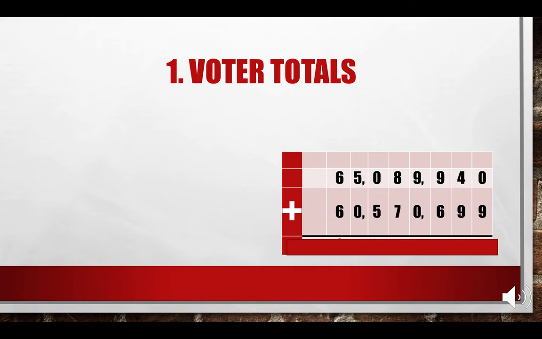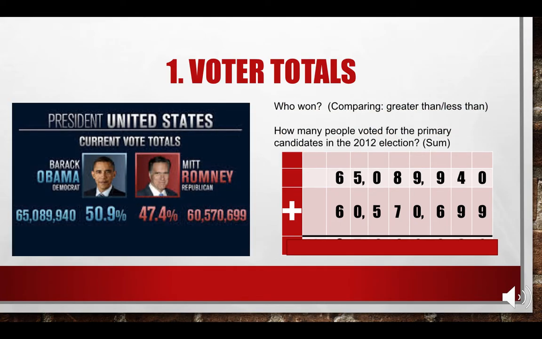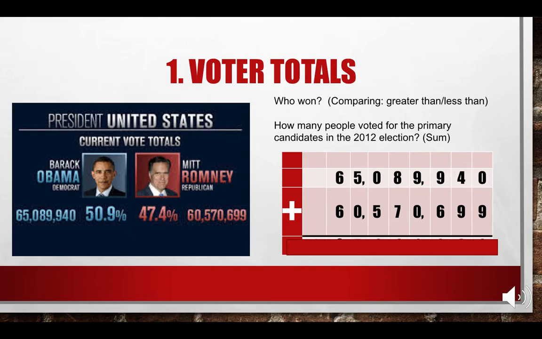Look at your worksheet, and be on the side that says number 1, voter totals. We're going to look at the election of 2012 between Barack Obama, Democrat, the current president running for a second term, and Mitt Romney, the Republican candidate. Obviously, looking at the numbers, you can see who won. We would be using the math skill of comparing greater than or less than, 65 million to 60 million.